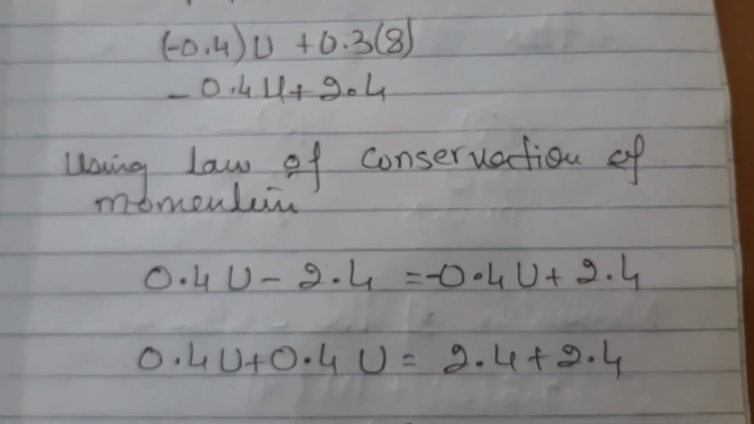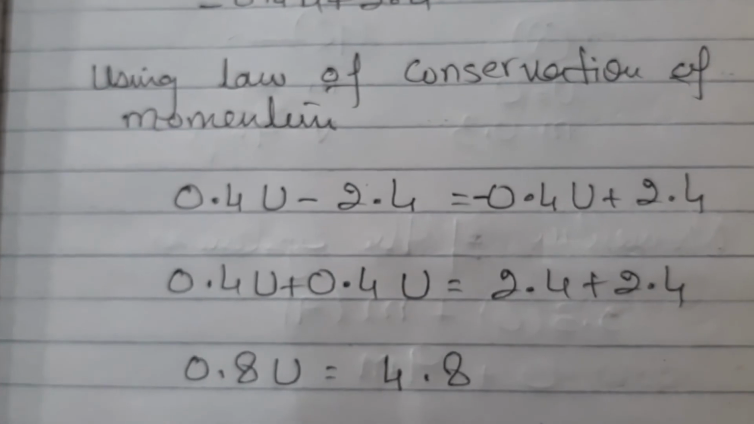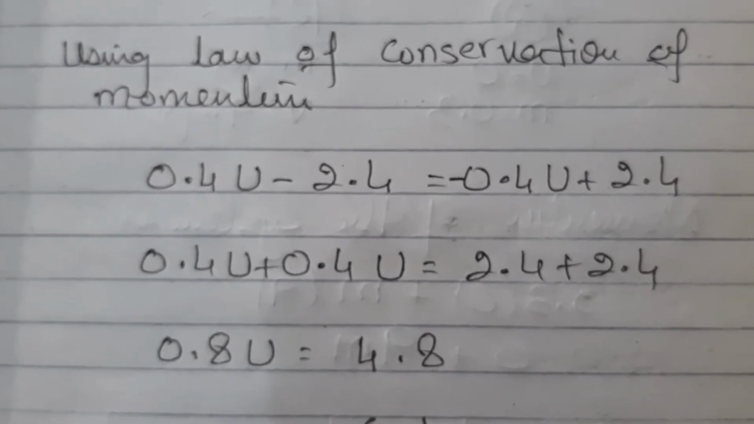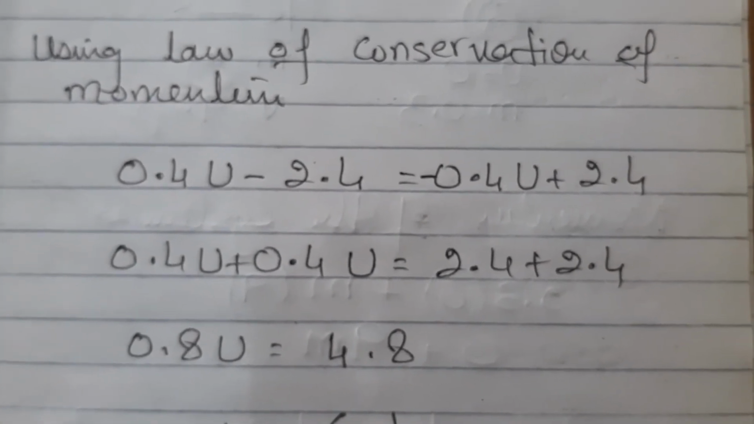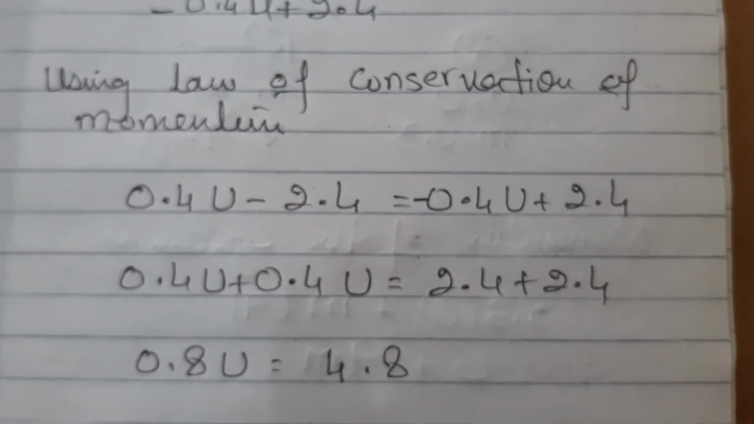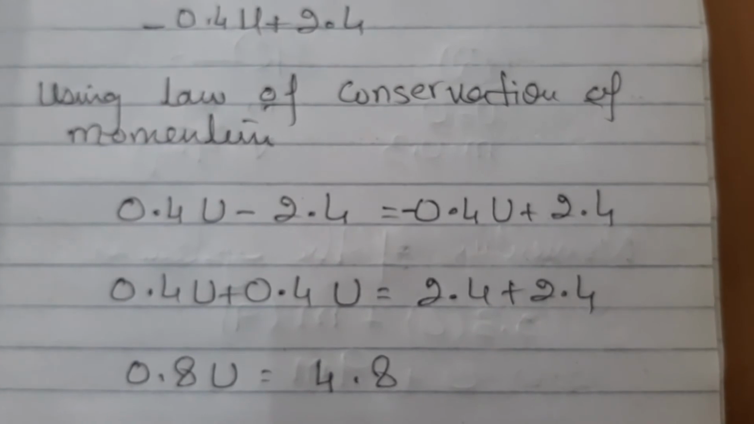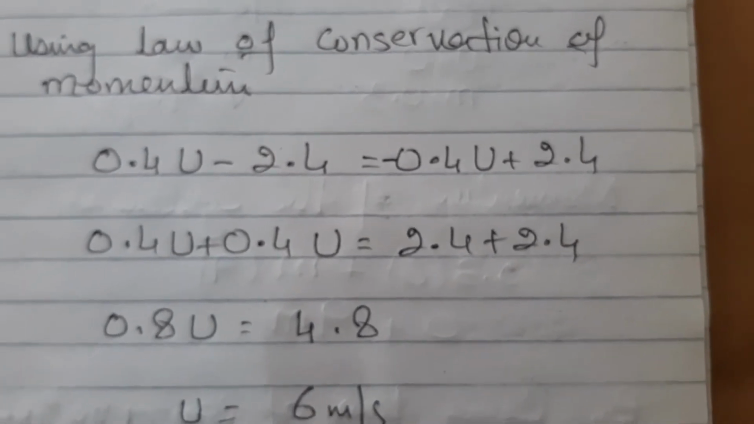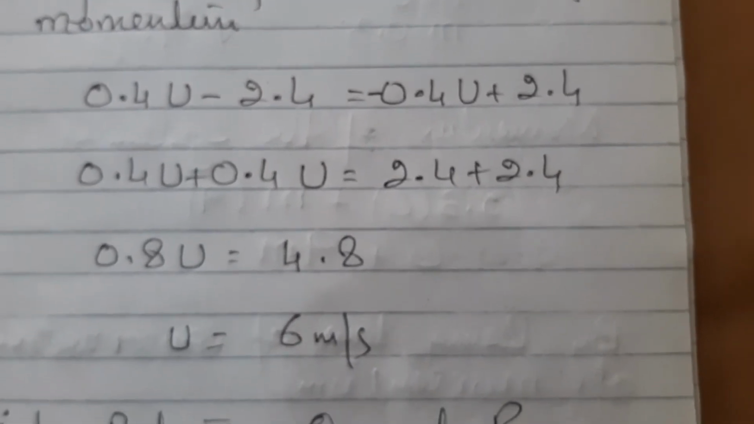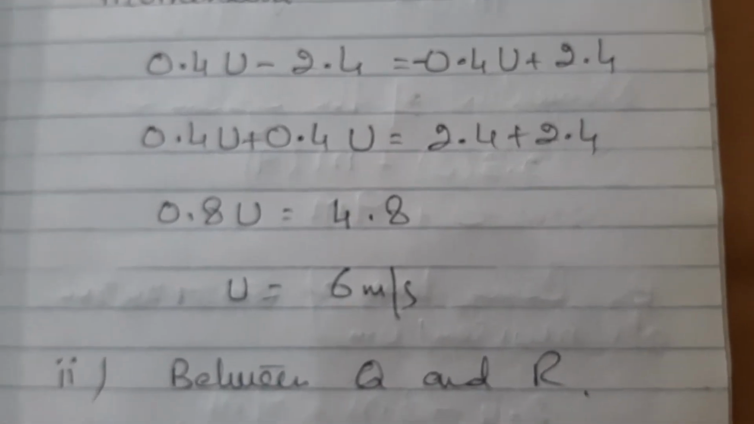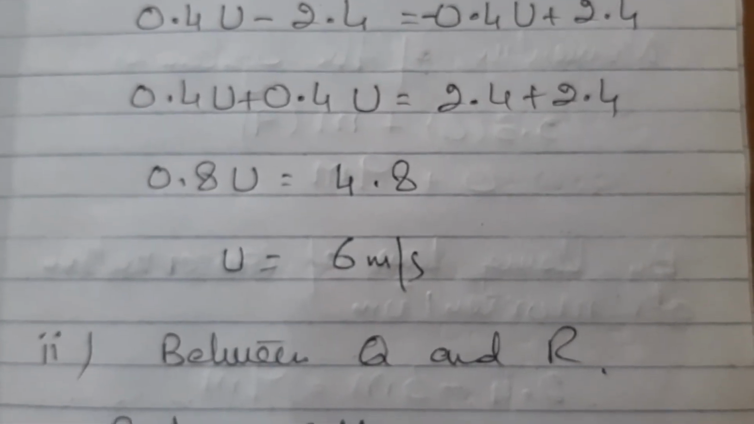So using the law of conservation of momentum, I'm just putting these two momenta equal to each other. You can begin with an equality sign and write it, or you can write separately and then equate it. It's up to you. Then using simple algebra, I found that the velocity u is 6 meter per second.